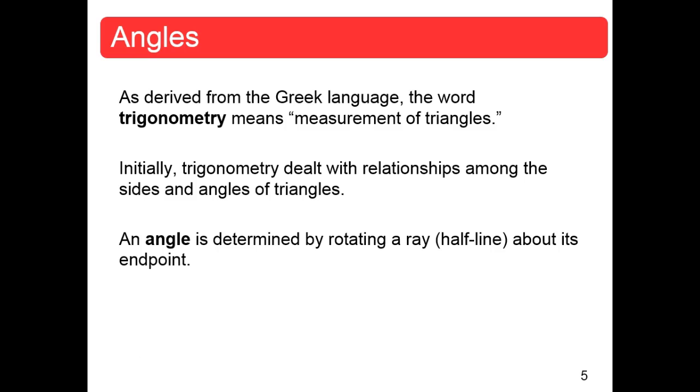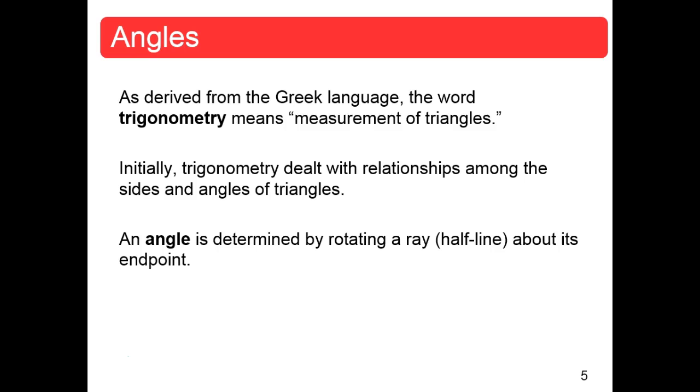The Greek word that trigonometry came from: if you know much about Greek, metra means to measure. So that's a measure of triangles. That's what it means, the measurement of triangles. The TRI is from the Greek word that meant triangles. I don't know what gomini is, but this is the measurement of triangles. And initially, trigonometry dealt with the relationships among the sides and the angles of triangles.